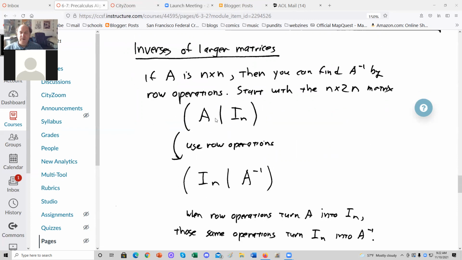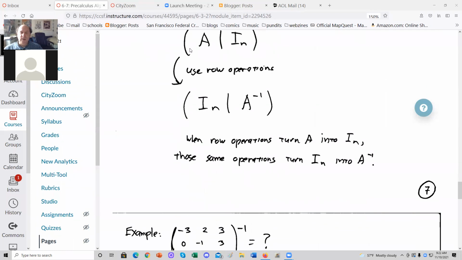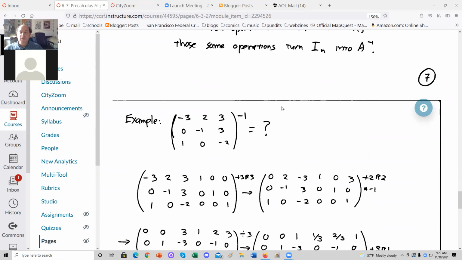Here's what you do. You have an n by n matrix where you find its inverse by row operations. You start out by writing the n by n matrix A next to the n by n identity, I sub n. Write them next to each other to get an n by 2n matrix. And you use row operations to turn A into the identity matrix. And those same row operations will at the same time turn the identity into the inverse. So when row operations turn A into the identity, those same operations turn the identity into A inverse.